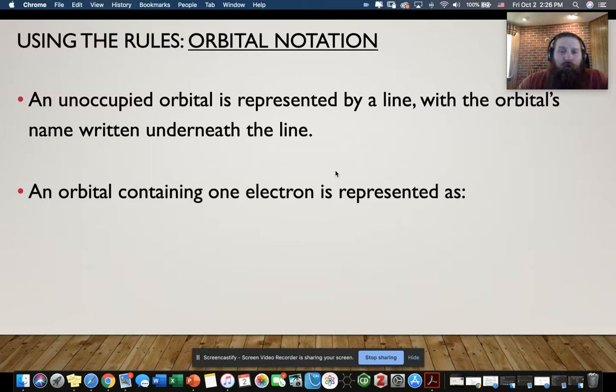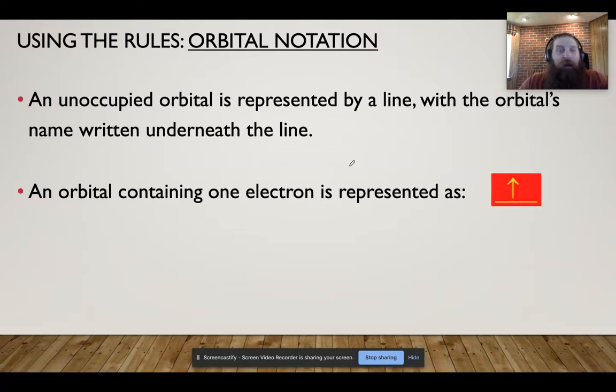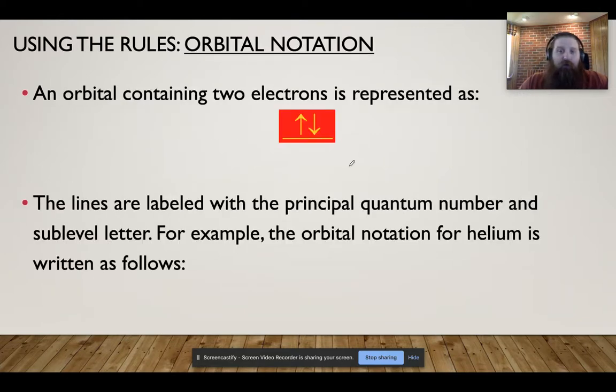You draw unoccupied orbitals with lines, and the orbital's name gets written underneath it, like 1s or 2s or 2p. The orbital containing an electron gets an arrow. If it's got 2 electrons, it will get 2 arrows. Now, the arrows are the spin states. So an up arrow is +0.5. A down arrow is -0.5. And this will make more sense when we start to draw one of these out.